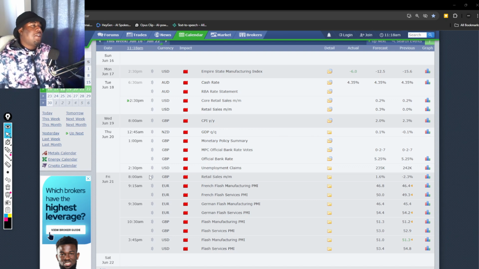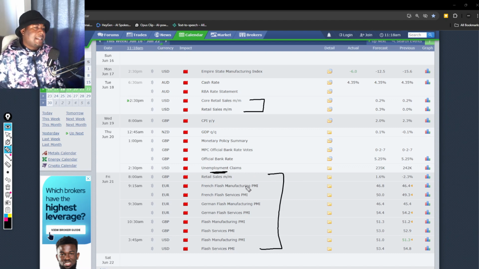So what's really happening on the economic calendar? It's Tuesday, and we can see that we have retail sales around 2:30, so we are going to check this out. Maybe it will have a positive or a negative effect on the market. For the rest of the week, we don't really have much, except on Thursday we have monetary policy or interest rates from Britain. And the same day we have unemployment claims or jobless claims from the US. But after that, on Friday, it's just PMIs from Europe, US, and Britain.